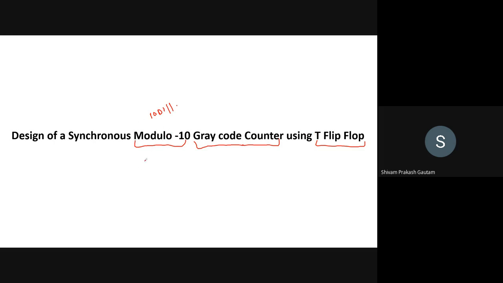Since this is mod 10, we are having 10 different states, so the number of flip-flops will be 4. We will require 4 flip-flops to represent 10 different states. And we have to follow that it should be a gray code.